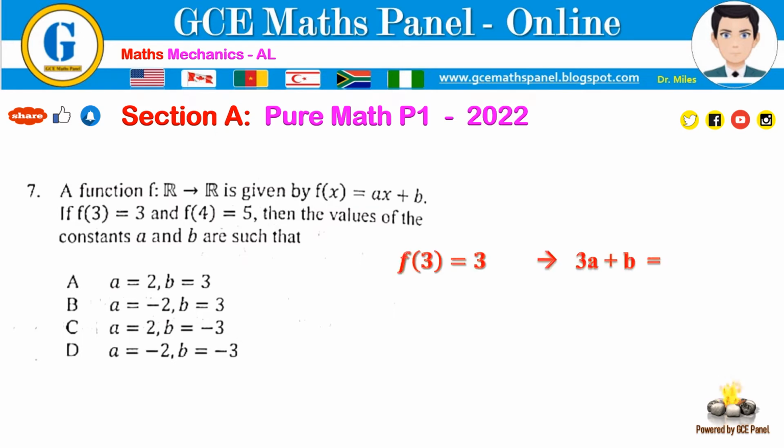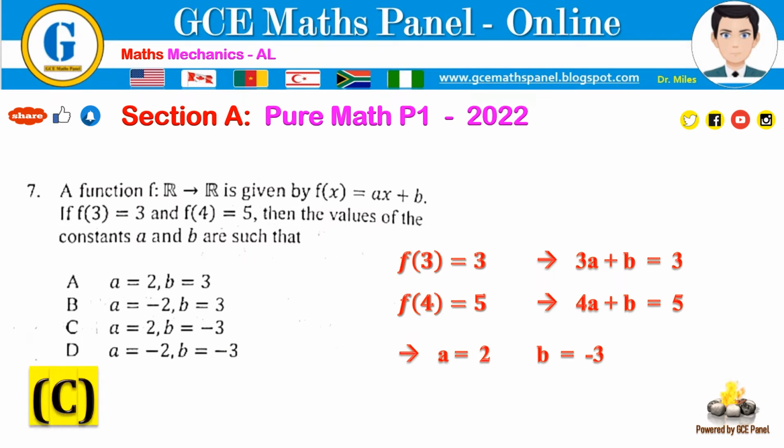and b. So we have been told that f of 3 is equal to 3. So it therefore means that a times 3 plus b is equal to 3. So we have 3a plus b equals 3. That's equation 1. And f of 4 equals 5 means a times 4 plus b equals 5. So from these two equations, we can solve by direct elimination. Equation 2 minus equation 1 will give us a equal to 2. And when we substitute in any of the equations, our b will be equal to negative 3. Here, our key is C.